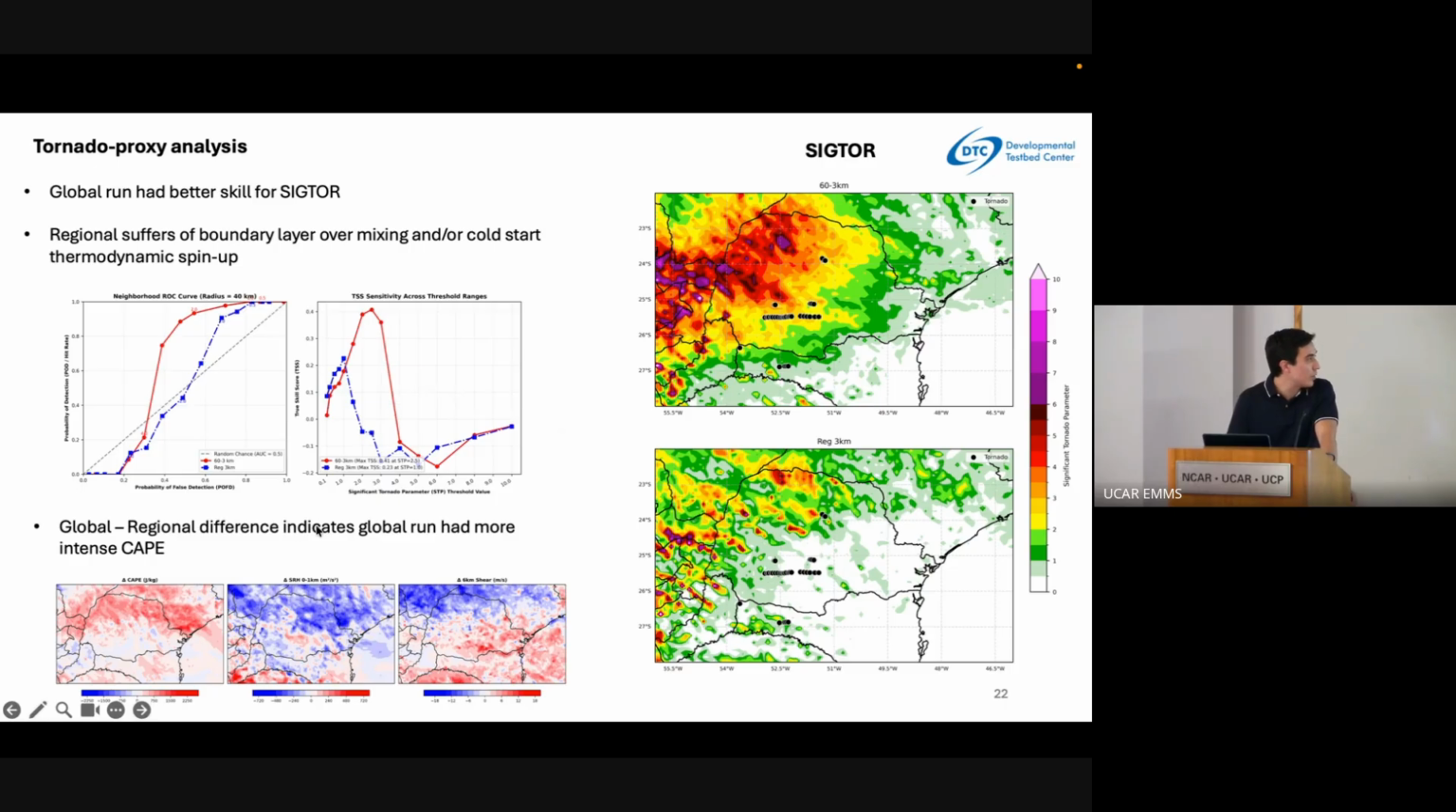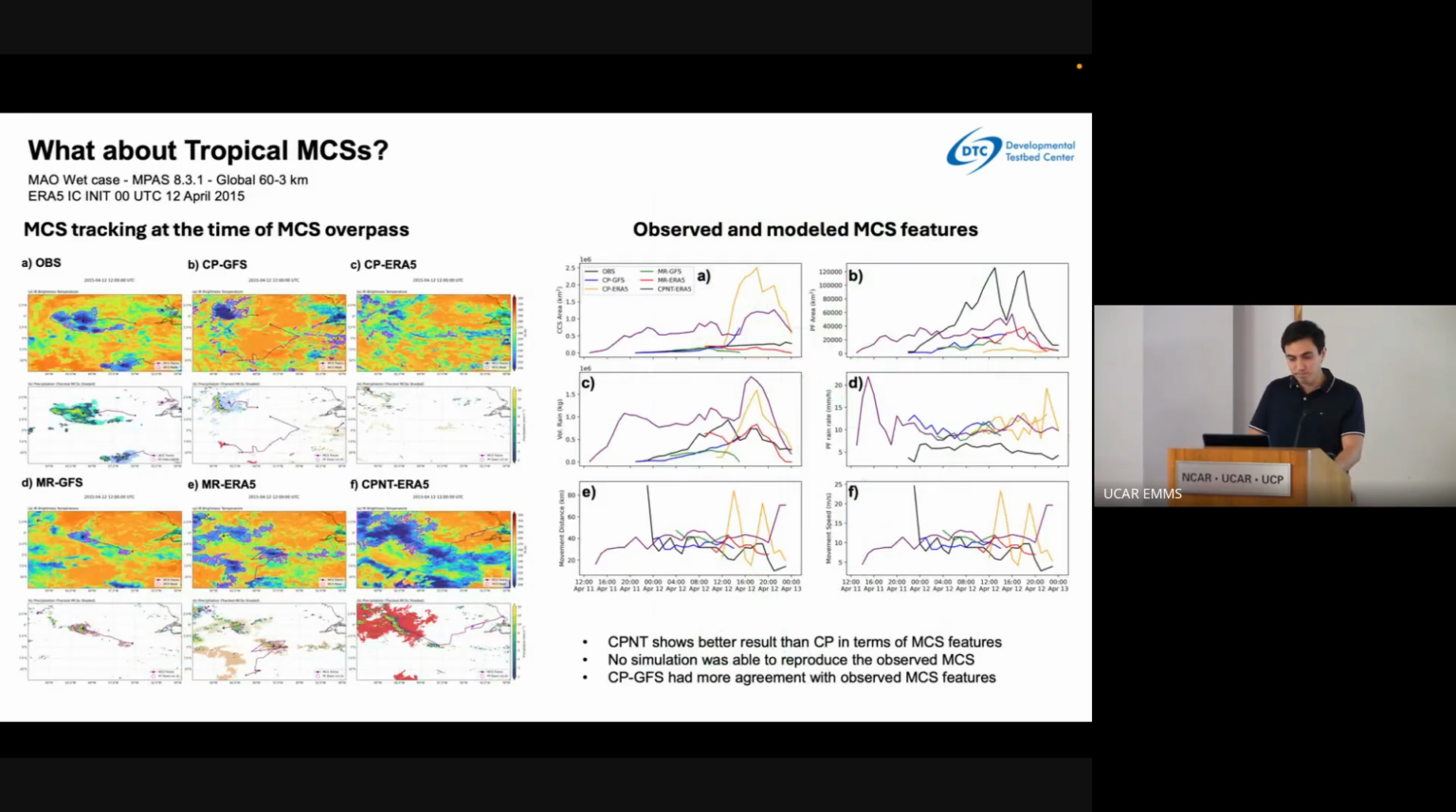And one more time, this comes from some differences in the storm parameters such as CAPE, storm relative helicity, and shear. As you can see, we don't have too many differences in terms of CAPE, but the global run had more storm relative helicity and also shear. And basically, my guess is that the regional run is being impacted by the lateral boundary conditions in this case, and possibly is not properly reproducing the low-level jet during this case.